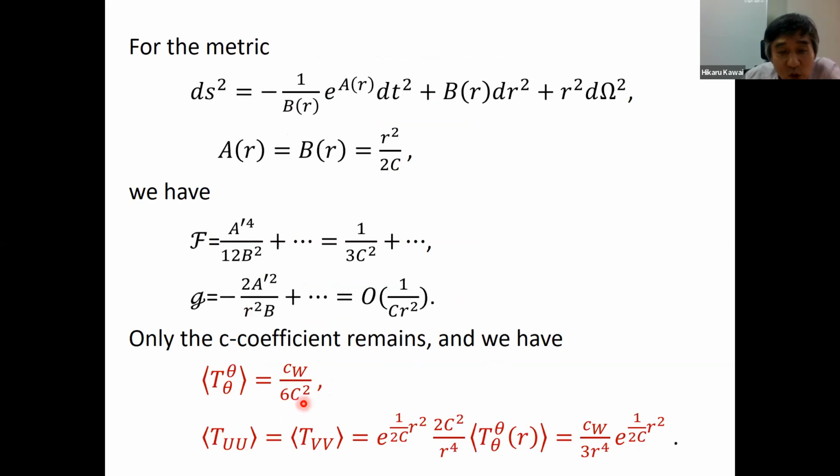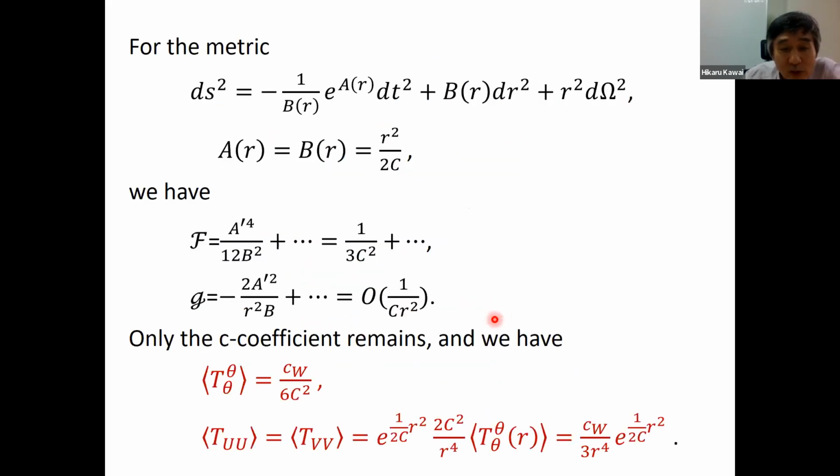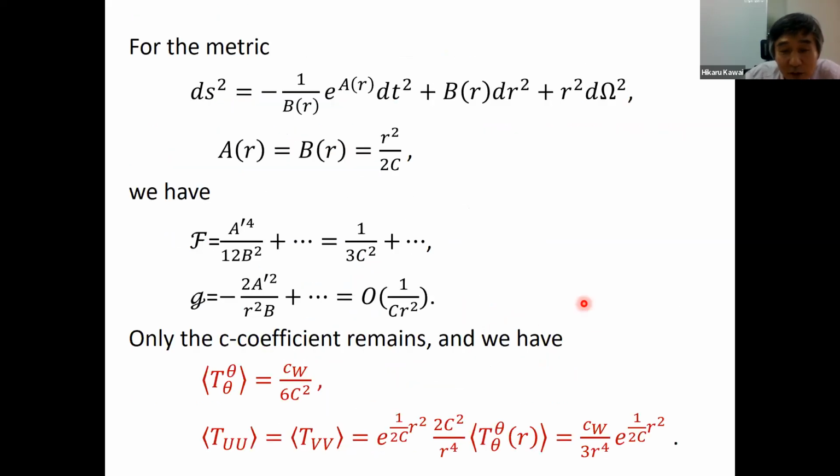So we have this equation. This is twice T theta theta. T theta theta is C_W divided by 2, multiplied by this, which is 1 over 3C squared. Also from this equation, we can calculate T_UU and T_VV in terms of T theta theta. So in this way, we can calculate all the components of the energy momentum tensor in this metric.